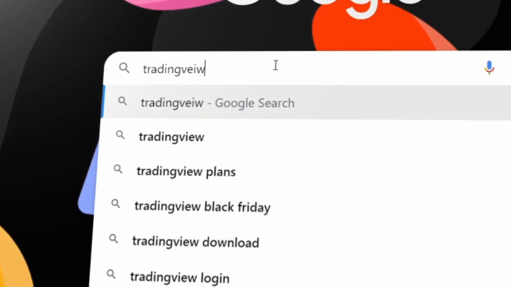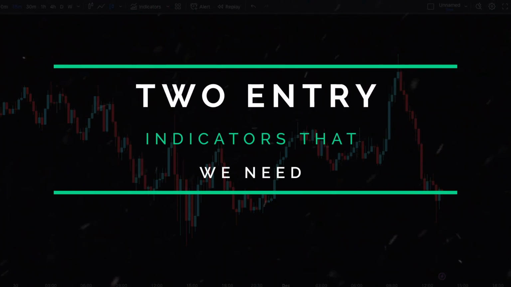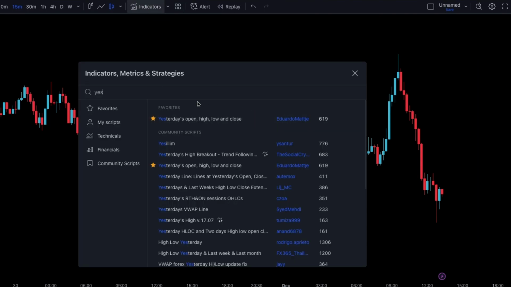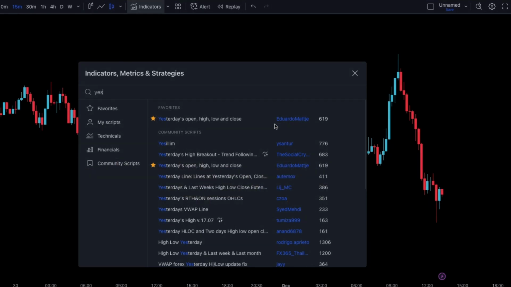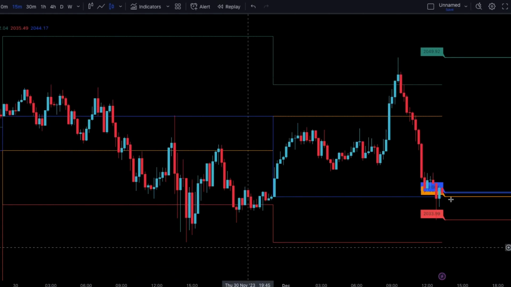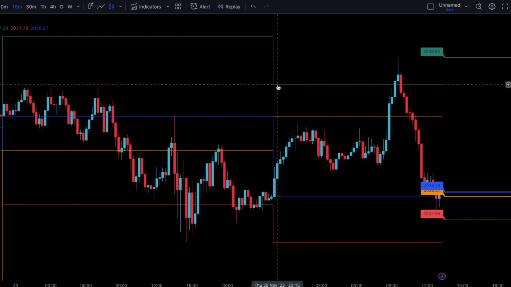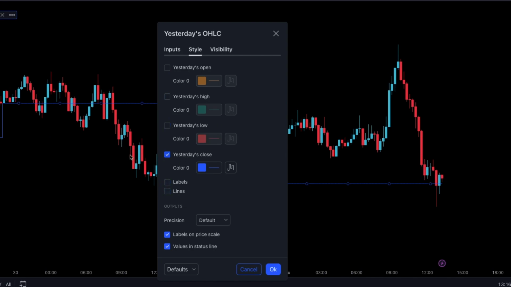First, load up TradingView, and for this strategy we're going to need 2 indicators, and it's super easy to follow. So let's head on over to the indicators tab, and for our first indicator we need the Yesterday's Open, High, Low and Close by Eduardo. Once loaded, it's going to look like this, so we need to make some adjustments because we only need yesterday's close. So double click and uncheck all these boxes apart from yesterday's close.